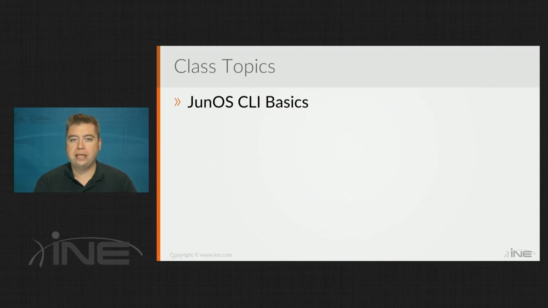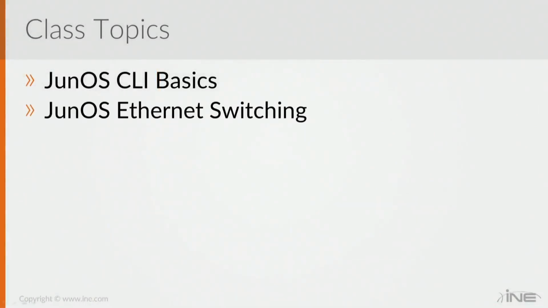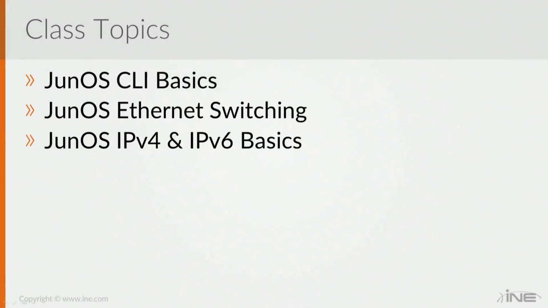So we'll go through the basics of how the syntax structure works, how the hierarchy of JunOS works differently than it does in iOS, talk about the different show command formats, talk about the configuration format, and then ultimately start to get into the actual implementation examples. So from a technology point of view, we'll then start with Ethernet switching, which is going to be on the EX series switches. We'll go through the basics of IPv4 and IPv6 addressing and static routing.